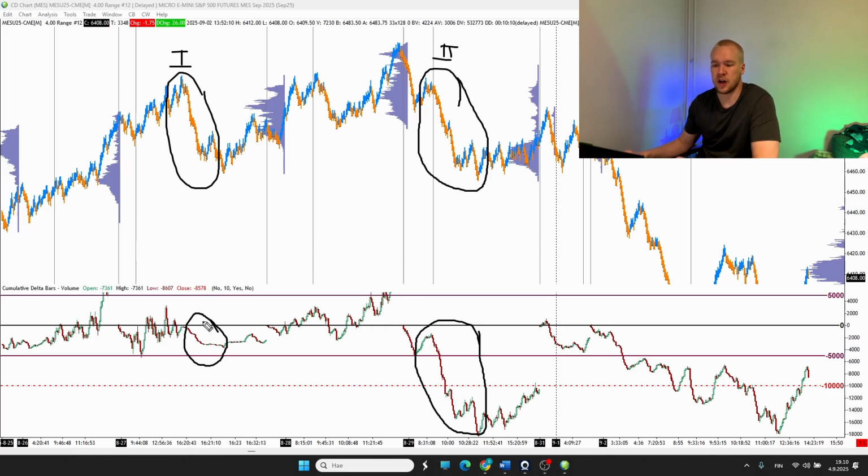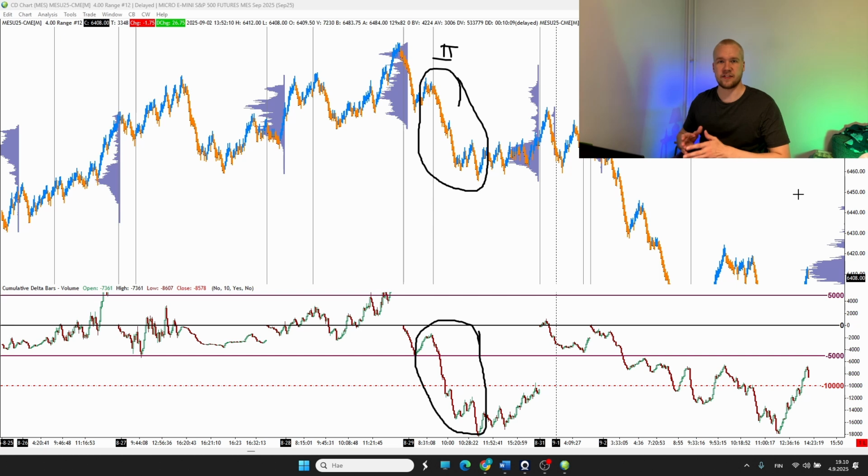And so when price is going in your direction, but the delta, the cumulative delta, isn't following, so it's not as strong as the price action, I like to call this lagging. Okay, so exhaustion is slightly different.